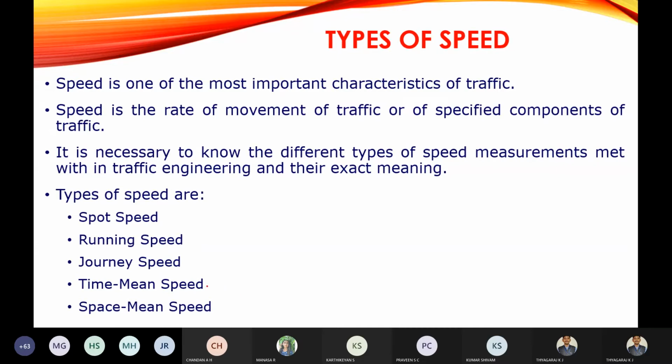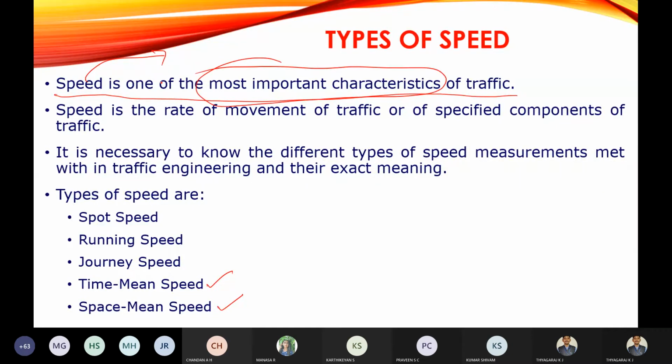That is, time mean speed and space mean speed. We have already discussed them in the first module. Okay, so here also we are going to discuss. Speed is one of the most important characteristics of traffic. The rate of movement of traffic we are going to call speed. It is the major characteristic involved in the traffic survey. We all know that speed is the rate of movement of traffic or specified components of traffic.